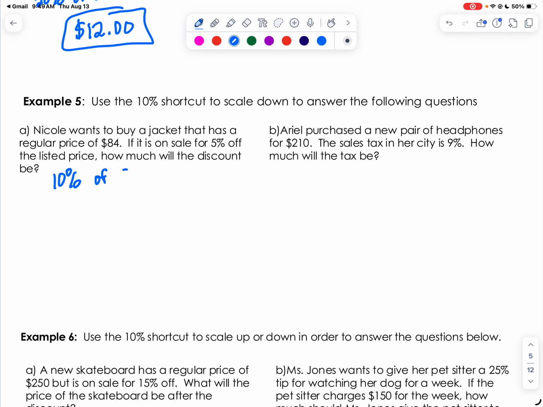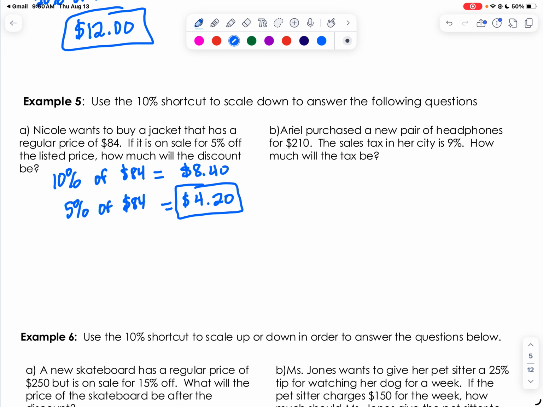10% of $84 would equal $8.40. So if I wanted 5%, I know 5% is half of 10%. So half of $8 would be $4, and half of 40 cents would be 20 cents. So 5% of $84 is $4.20. Again, just like in the previous examples, I'm using 10% to get the 5%.